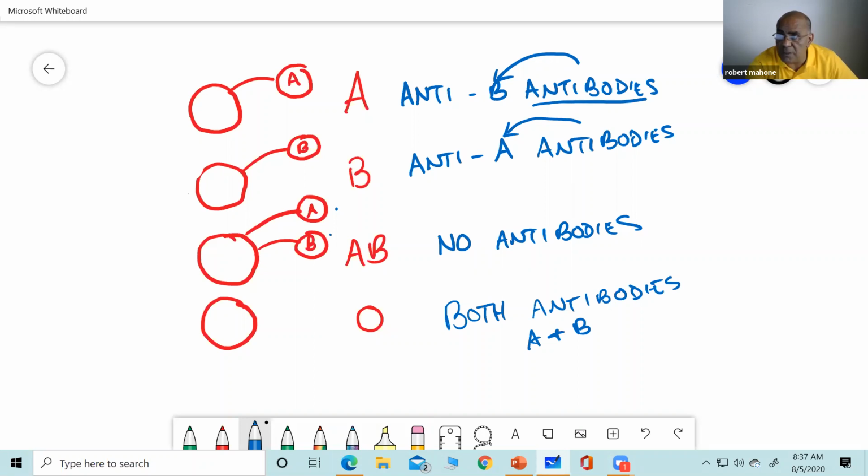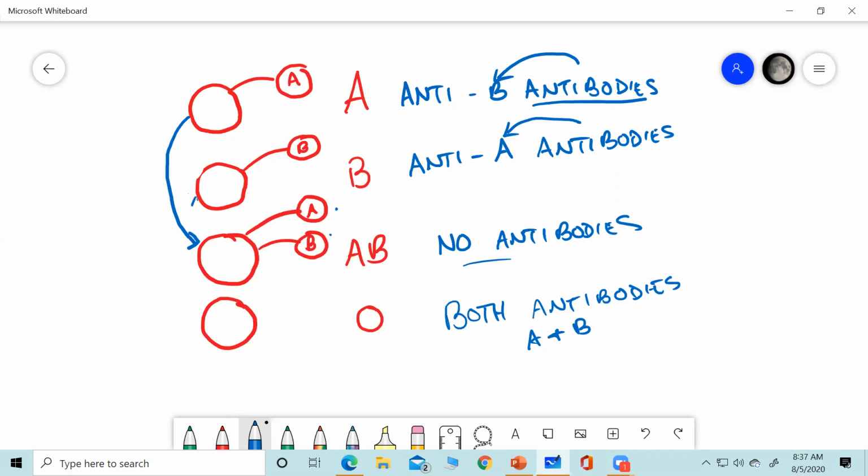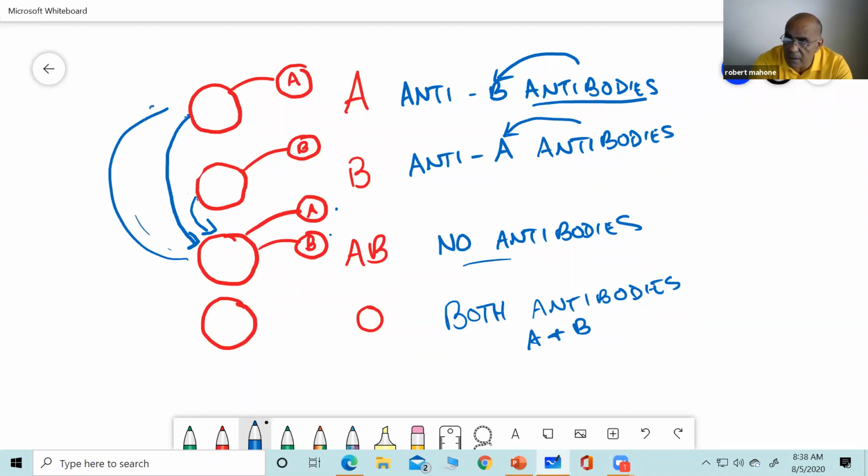So can you put A blood into an AB person? Yes or no? Yes. Remember, they have no antibodies. Can you put B blood into an AB person? Yes, because they have no antibodies. Can you put AB blood into an A person? Can you go this way? No. AB into an A person? No, because they have B antibodies.